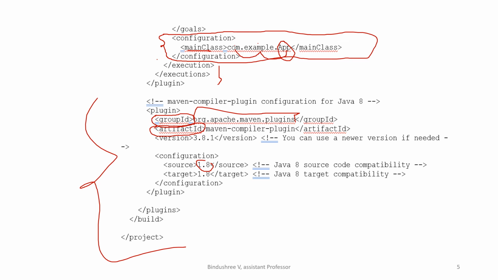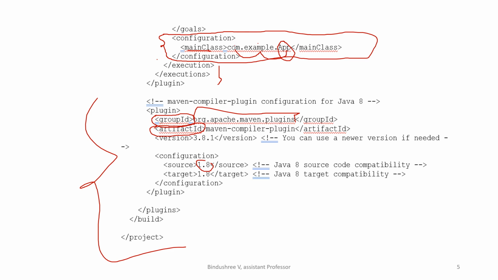Inside the configuration we have two components, source and target. Source specifies the version of the Java source code, and which version of the Java features the compiler should expect to be used in the code. Target specifies the bytecode, which is compatible with the specified version. Basically, source is the source code and the Java features expected, and target is which bytecode version should be generated. That's what it specifies. Understood, guys?